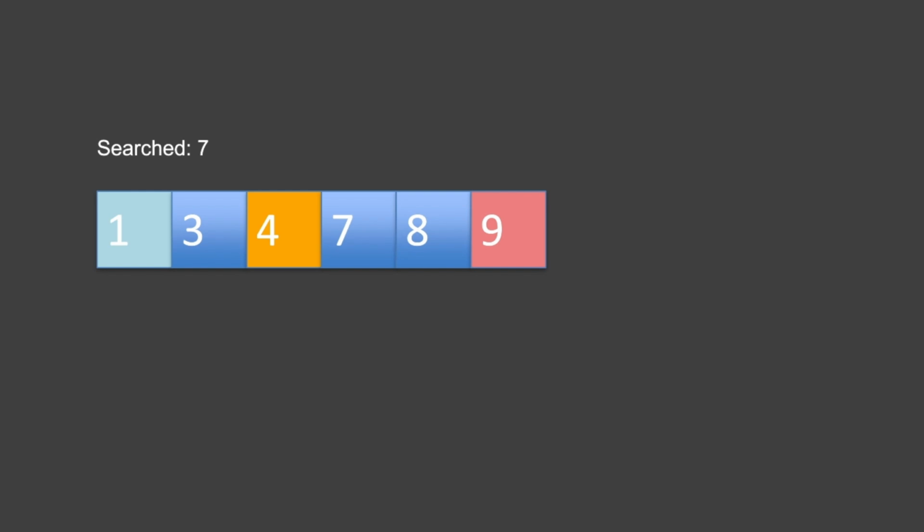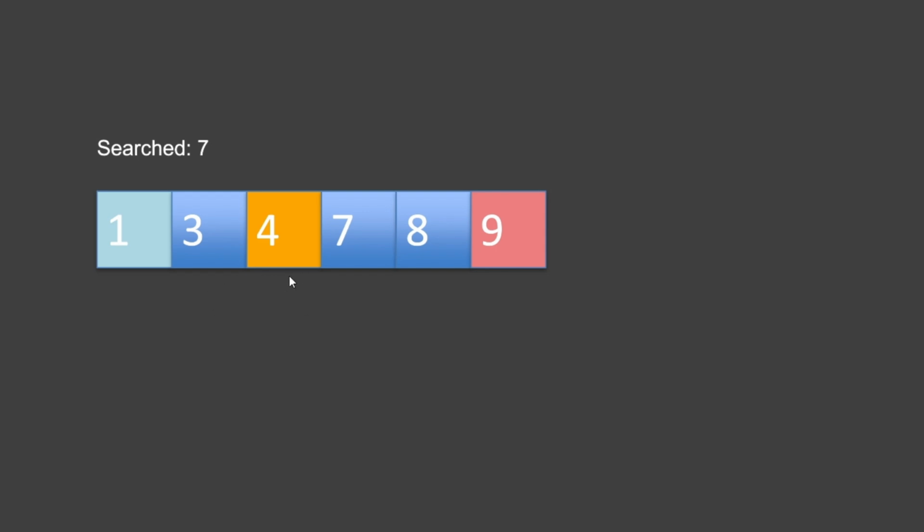We have a list and we search for the element 7. We have a lower border, which is our first element at the index 0, in this case the element 1. And an upper border, which is our last element, in this case 9. First we start by calculating the middle element. In this case our middle element is 4.